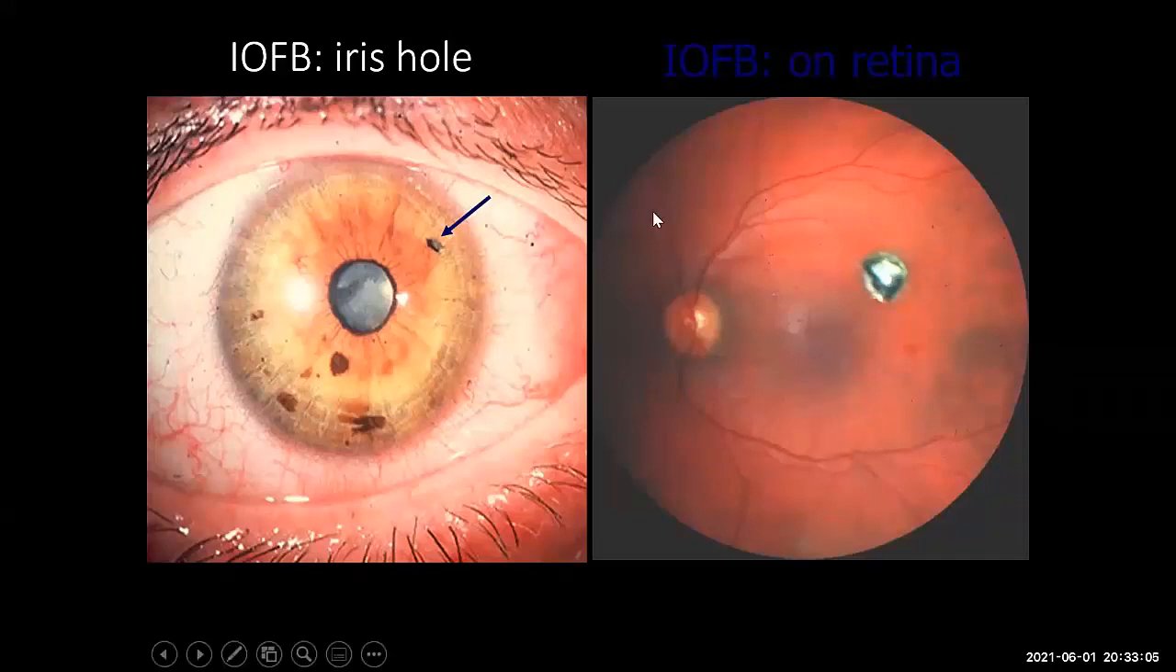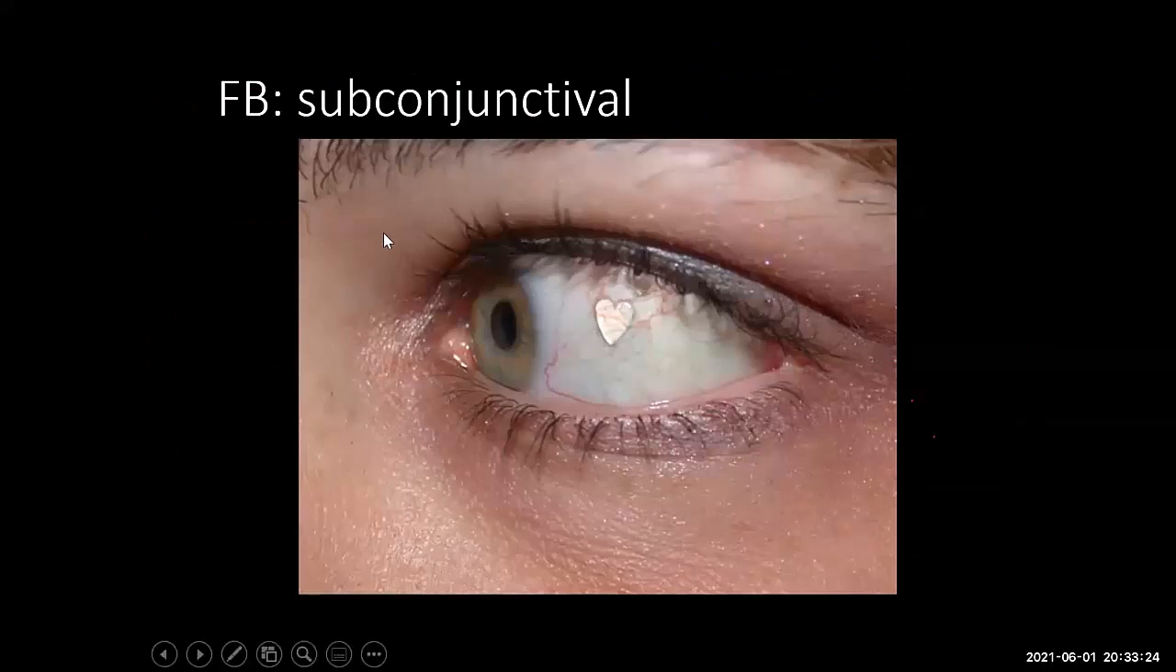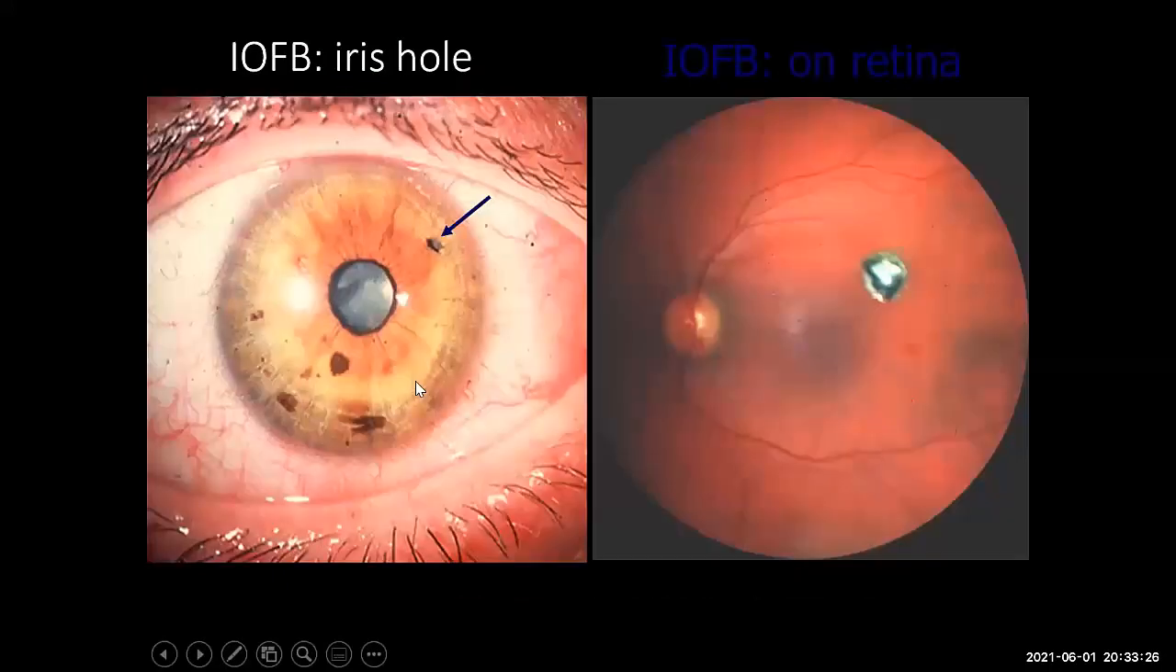Now, when you examine the retina, you see a large, fairly big iron metallic foreign body lodging on the retina. You need to remove this. This is again a patient who had an injury with a grass cutter while he was cutting grass. And this is the foreign body, you need to remove that.